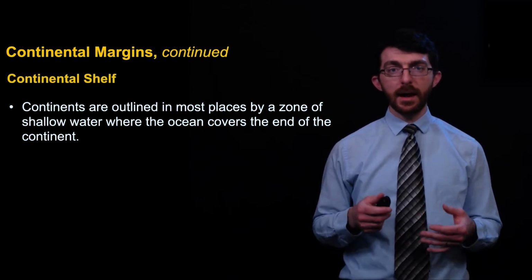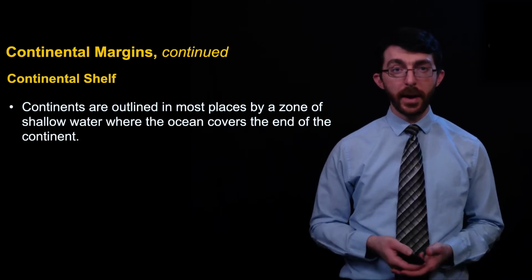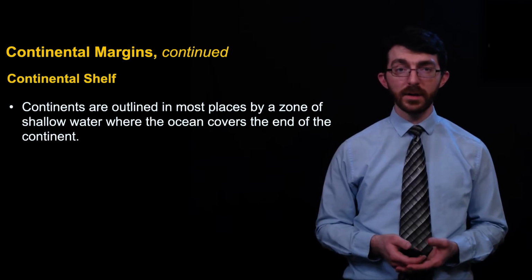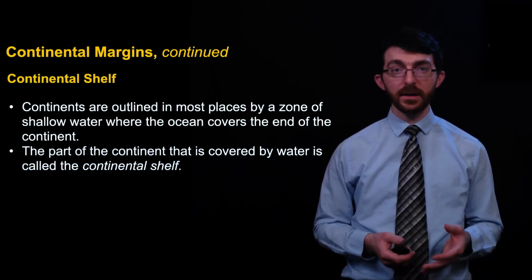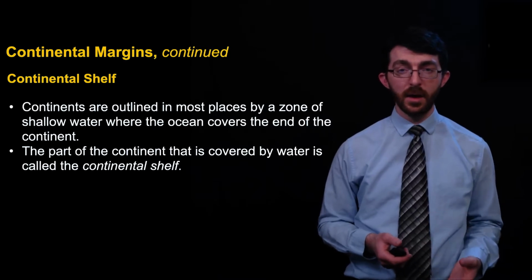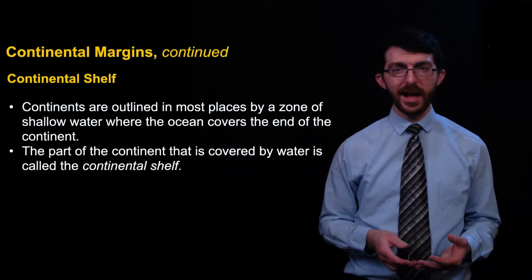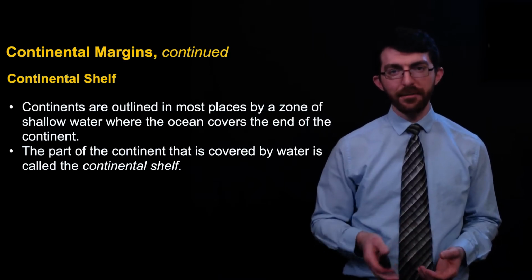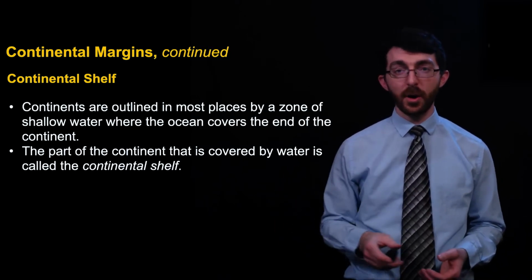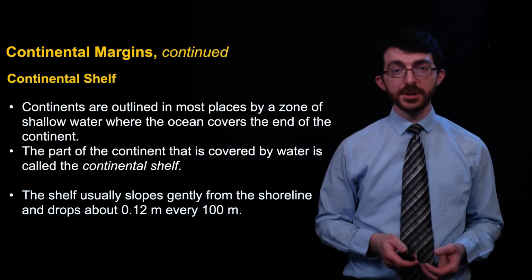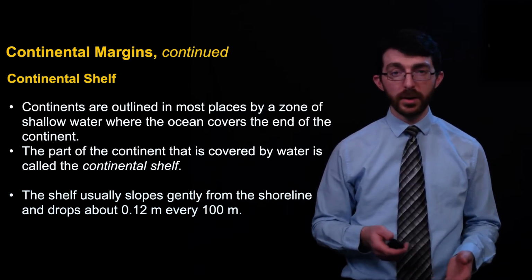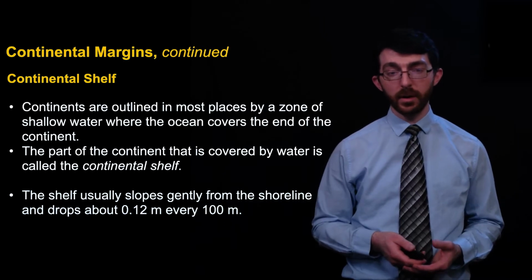So continents are outlined in most places by a zone of shallow water where the ocean covers the end of the continent. The part of the continent that is covered by water is called the Continental Shelf. You might think of it like the continent has its toes in the water. That part under shallow water is called the Continental Shelf. The shelf usually slopes gently from the shoreline and drops about 0.12 meters every 100 meters.